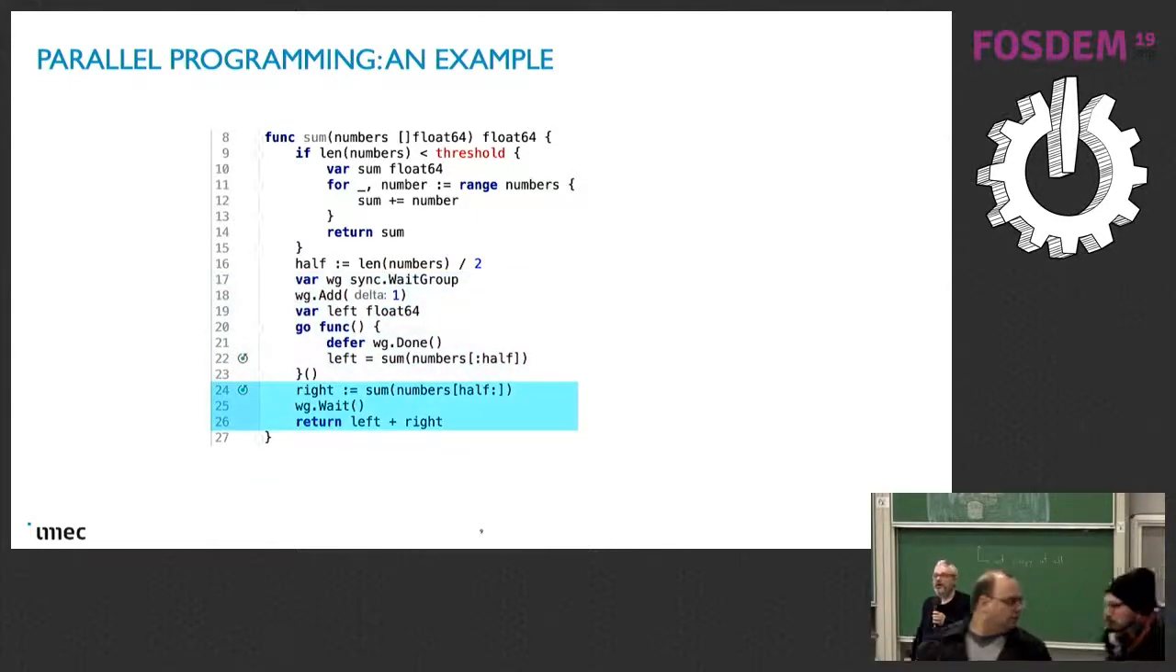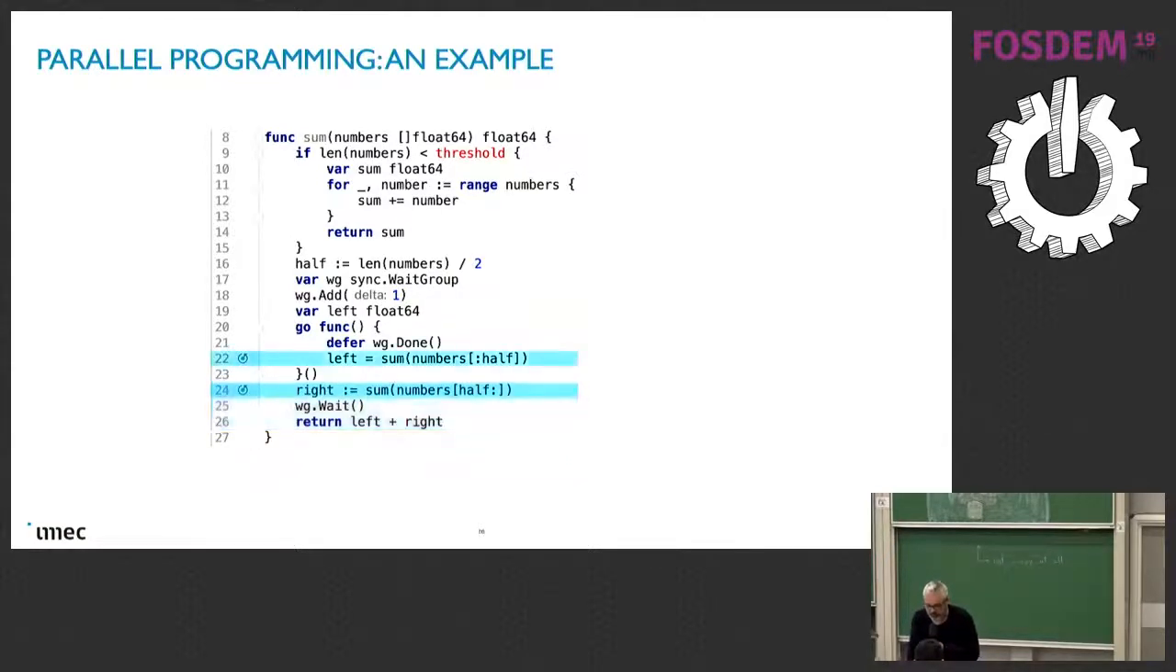Then we're also building the sum for the right half of that slice, which potentially runs in parallel with the left half. Then we wait for the left half, and then we just build the sum from left and right. That's one way to express a parallel program.